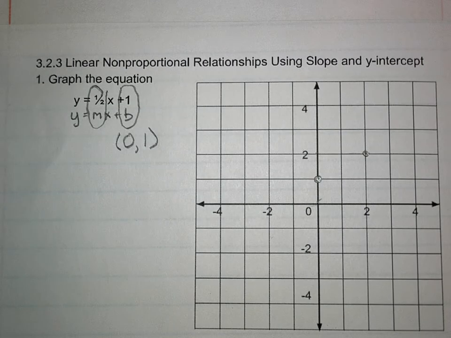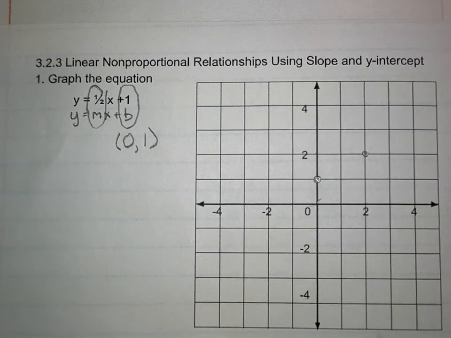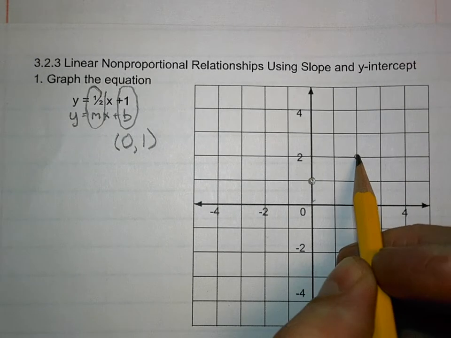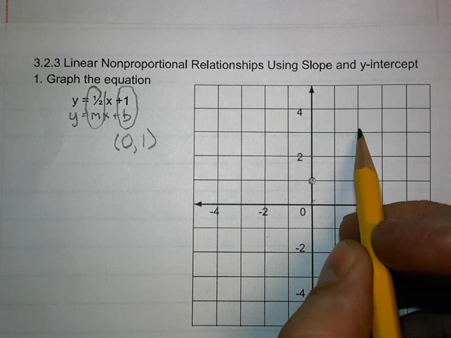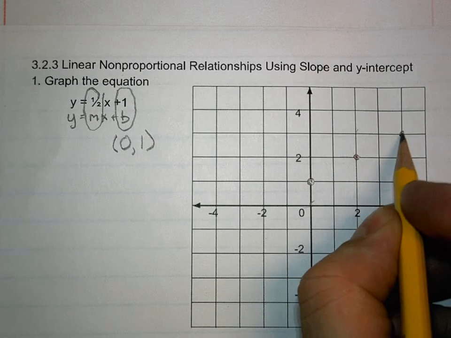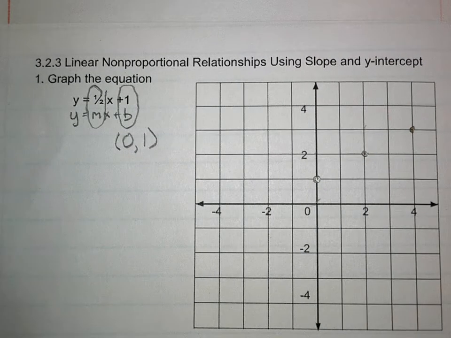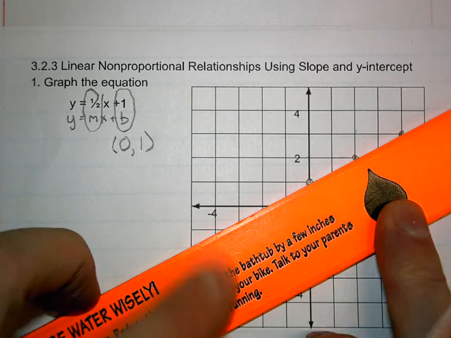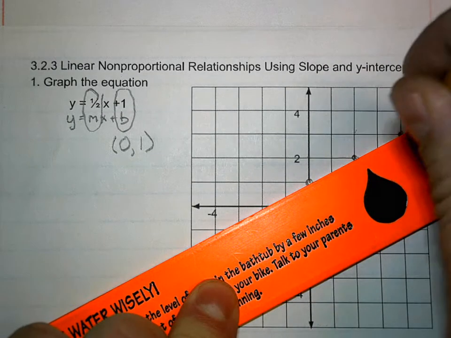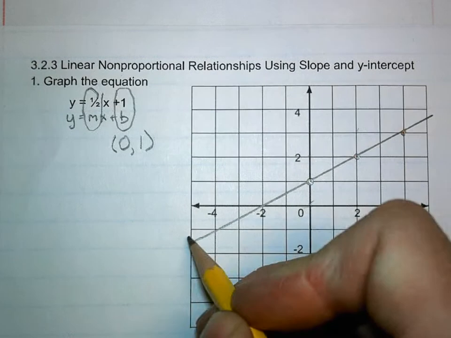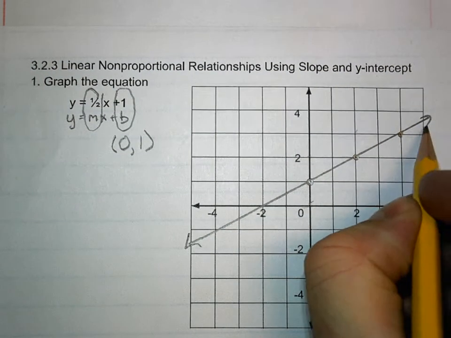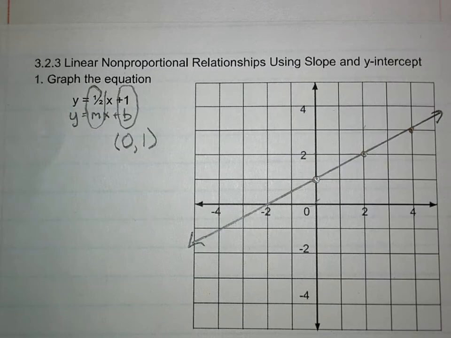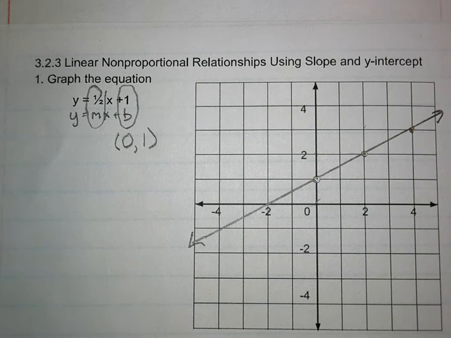Now, to make sure we know what we're doing, let's rise and run again. If I'm at this point, how far do I rise? 1. And run? 2. Now, I'm going to take my ruler or my straight edge, whatever happens to be your straight edge today, and I'm going to make a line. On my line, make sure that you've got arrows on both sides, because that line really does go on forever. As far as we're concerned, it does.